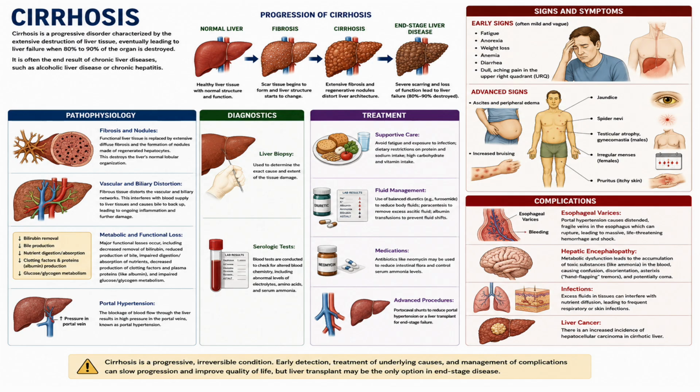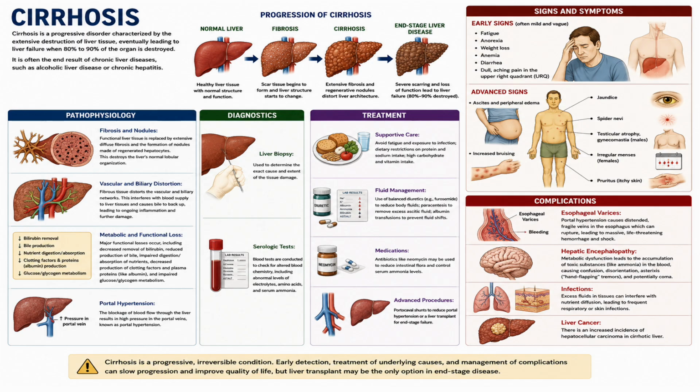once 80 to 90% of the organ is lost. So this is frequently the final stage of chronic conditions like alcoholic liver disease or chronic hepatitis. The pathophysiology involves a fundamental structural shift, where the functional hepatocytes are replaced by diffuse fibrosis and nodules of regenerated cells. This destroys the liver's organized lobular structure.